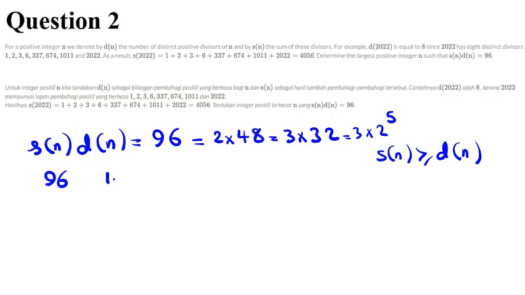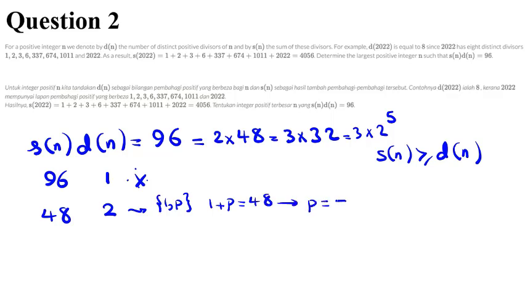If you have one divisor, the only positive number that has one divisor is 1, so that is a contradiction for this part. If it is 48, we want to start from the greatest number. It is 48, with 2 divisors, so n is a prime number. The divisors are 1 and p, and 1 plus p is 48. So in this case, p or n is 47.